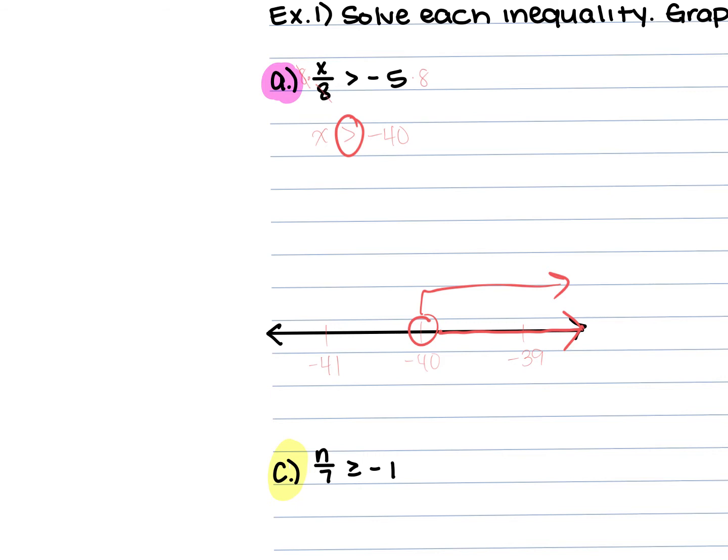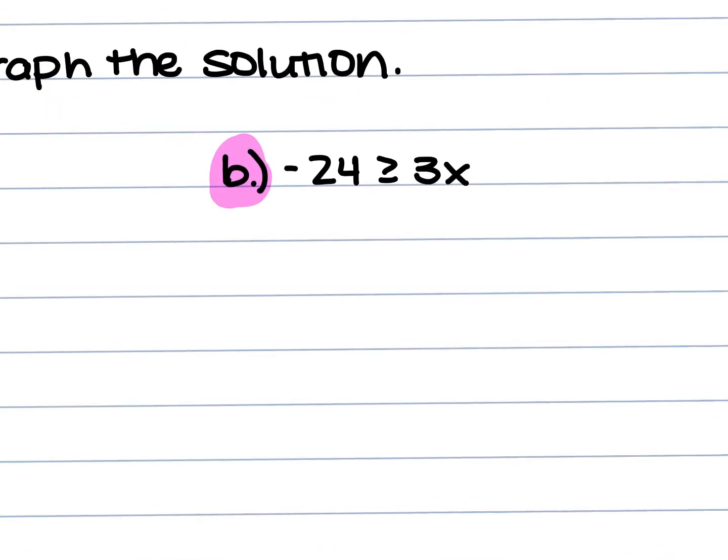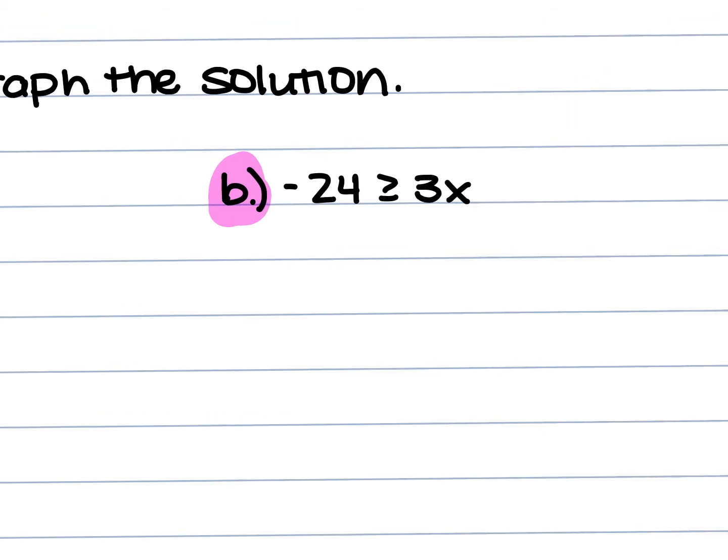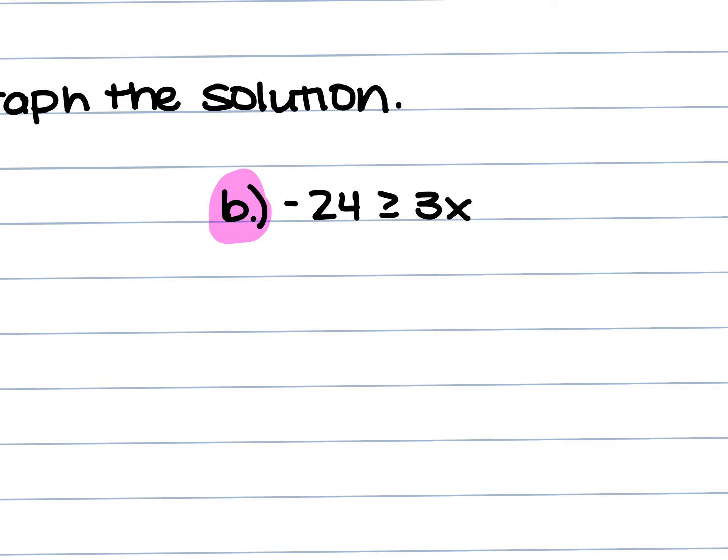All right, B. B has an extra step. Who sees it? Caitlin? Thank you. Why do we need to move the 3x over? Variable has to be on the left, so we just flip our inequality. Do you guys agree? If I flip my inequality, what else do I need to flip? The sign. So it's got to be 3x, what symbol? Less than or equal to, and then negative 24 over here.